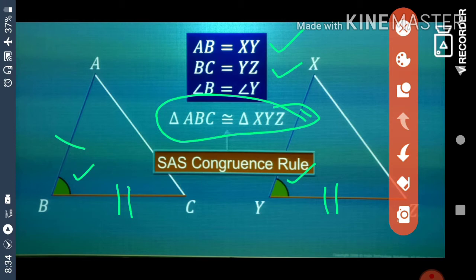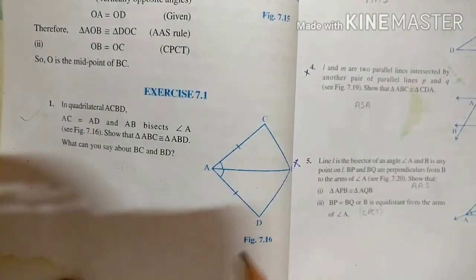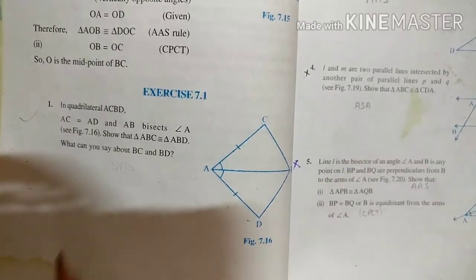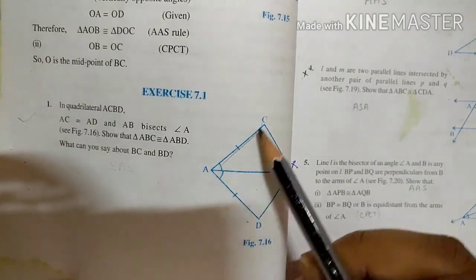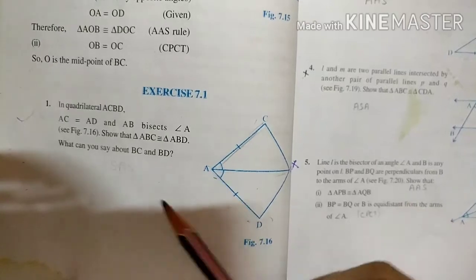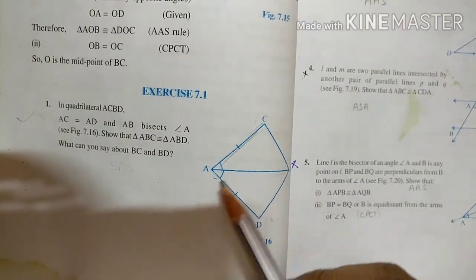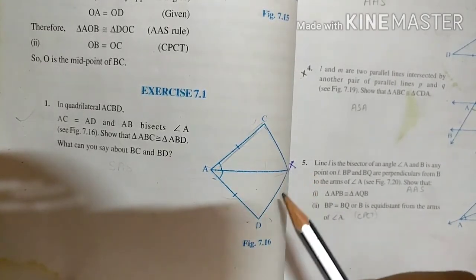Now on the basis of this SAS congruence rule, we will solve the first exercise, that is 7.1 in your copy, or you can say notebook. Okay, so let's solve that exercise. Students, in exercise 7.1, the first question is given. In quadrilateral ACBD, AC equals AD, and AB bisects angle BAD, or you can say angle A, as you can see in this figure. Show that triangle ABC is congruent to triangle ABD.